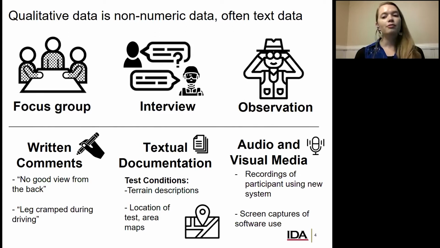And when you get qualitative data for analysis, it often takes the form of text. So it could be written comments, like comments to those survey questions. It could also be written comments that are data collector notes from interviews and focus groups, or comments written, like I said, directly from the operators along with survey data. It could also be textual documentation though. So for example, descriptions of the terrain where the test occurred, or perhaps maps of the area of the test location. It might also be audio and visual media. For example, you might have recordings of a test participant using a new system, or you might have screen captures of a system's operators using a new software.